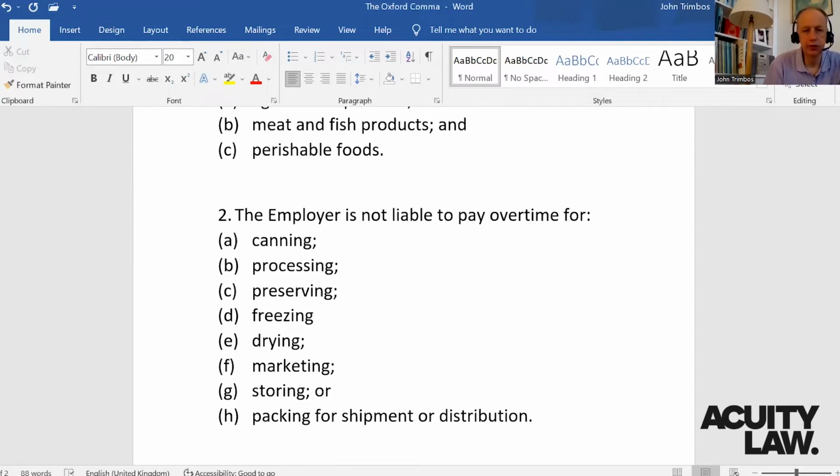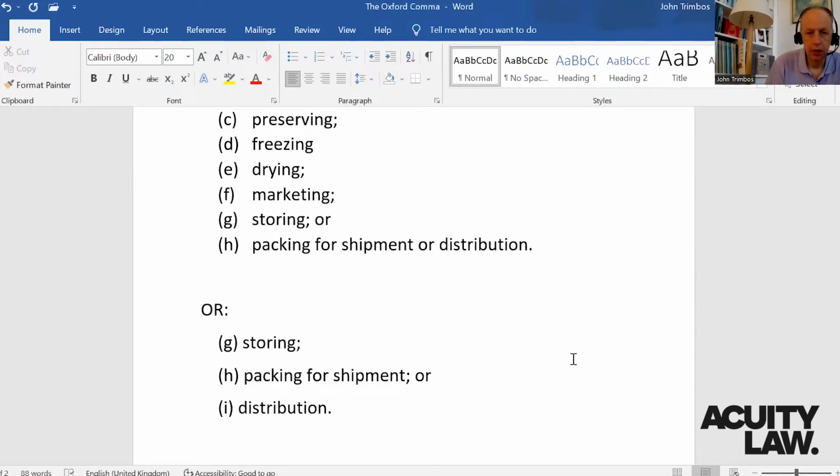And then in a separate sentence, deal with the overtime issue, the money issue. So this would have been the union's version. The employer is not liable to pay overtime for, and then we've tabulated the list, which goes to 8 items. Item 7G is storing, or last item, packing for shipment or distribution. And then this would have been the employer's version, which went to 9 items. Storing, H, packing for shipment, or separate item, number 9 there, distribution.